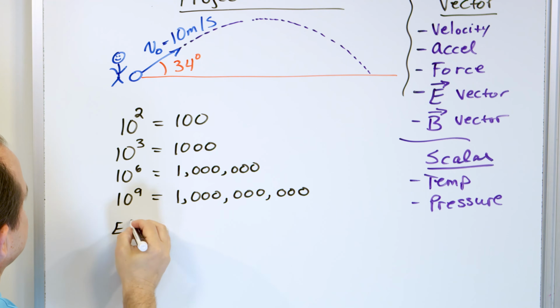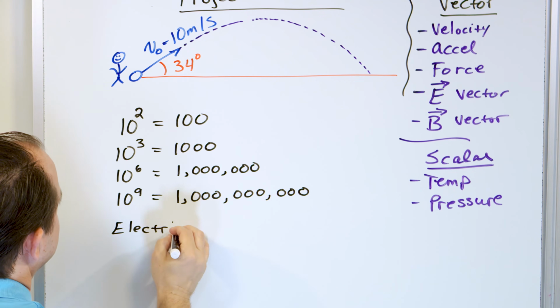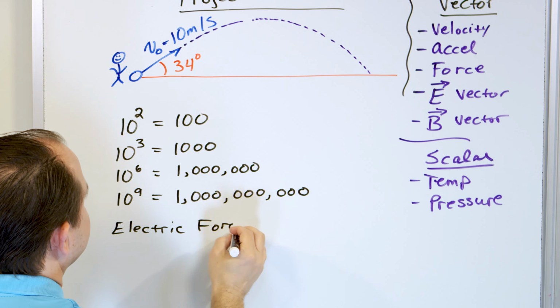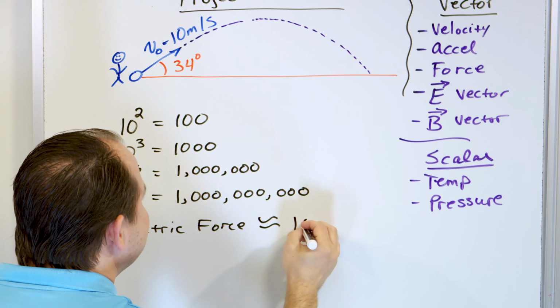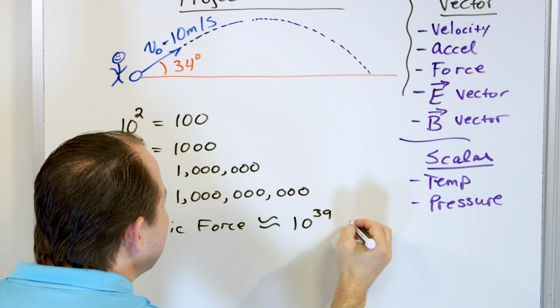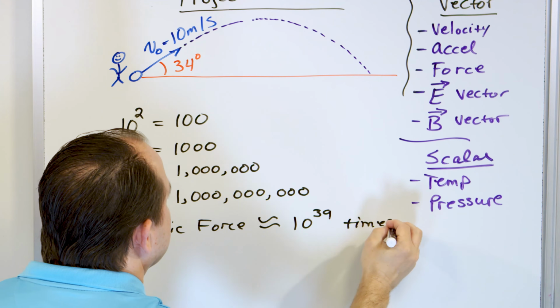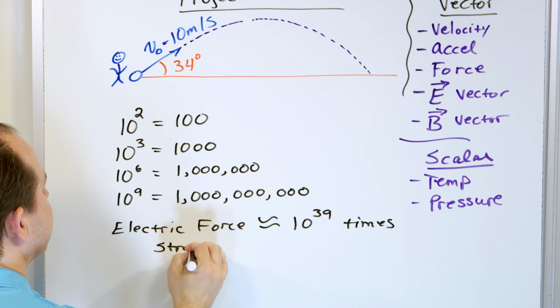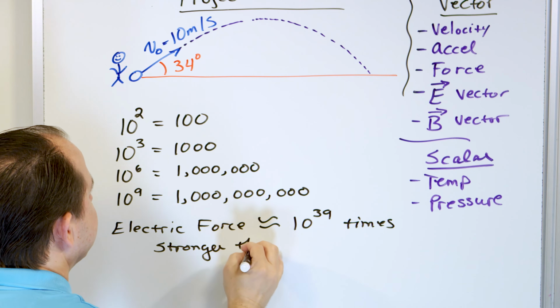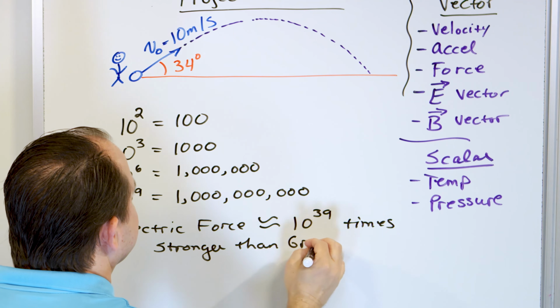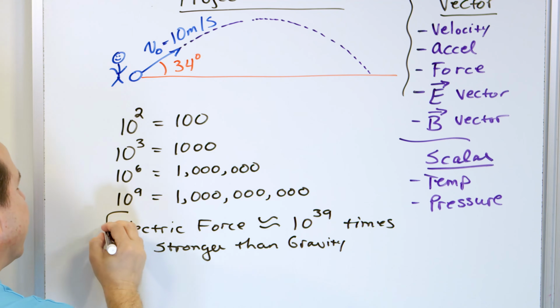The electric force is approximately 10 to the power of 39 times stronger than gravity. Let that sink in for a second.